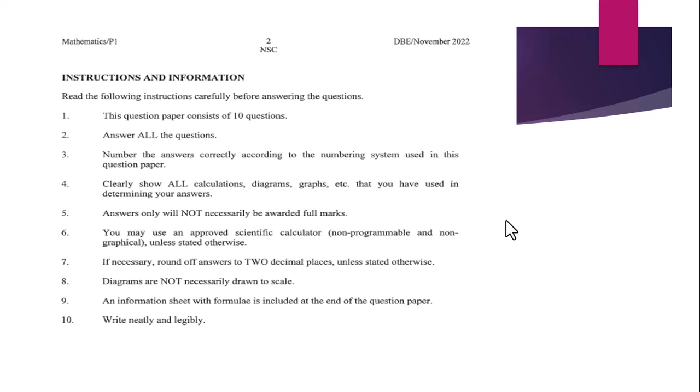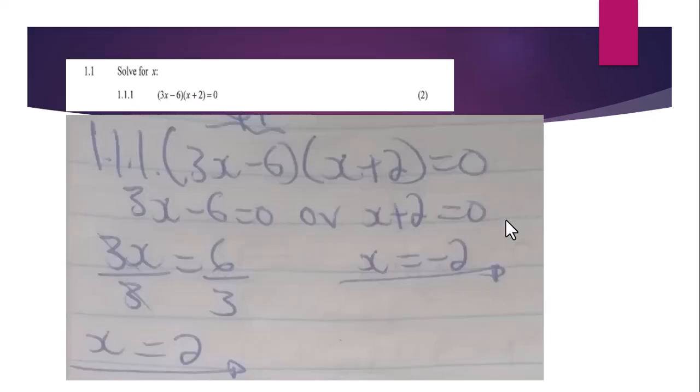If necessary, round off answers to 2 decimal places unless stated otherwise. Very important that you follow that one. Number 8, diagrams are not necessarily drawn to scale. Okay, that is fine. An information sheet with formulae is included at the end of the question paper. You will surely need those formula sheets. And then the last one, you should write neatly and legibly so that whoever is marking your script is able to follow what you have written. So you need to be of a sober mind when you deal with this.